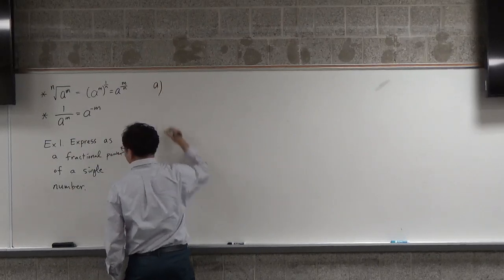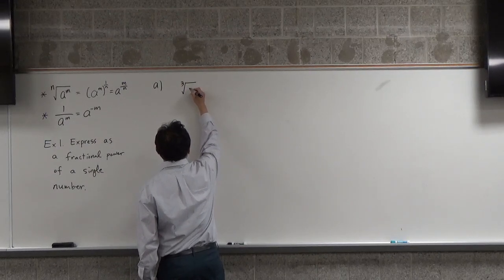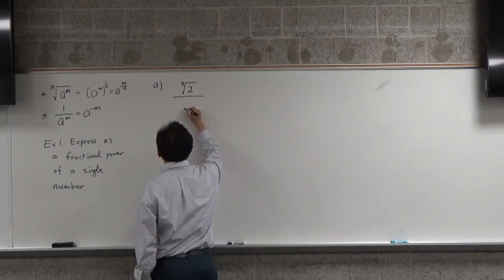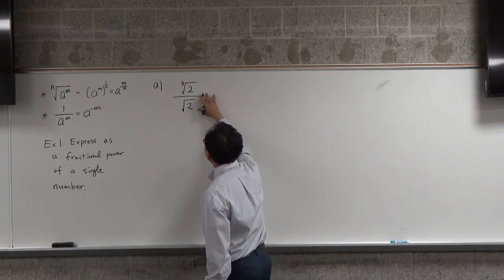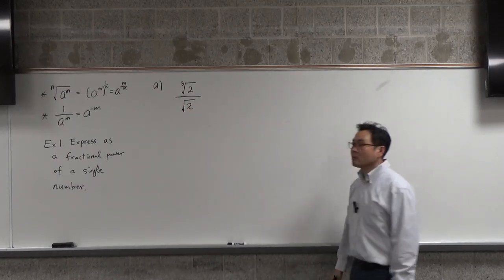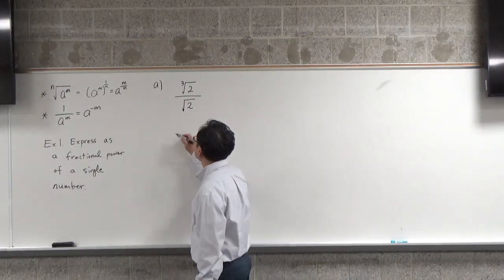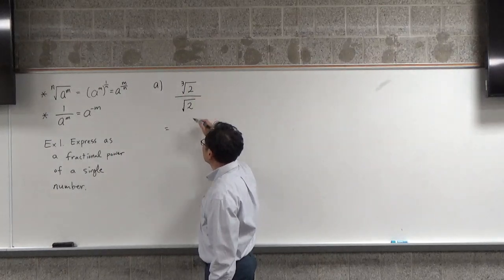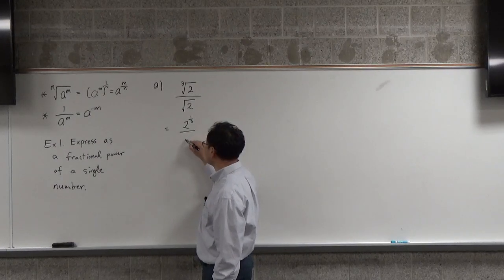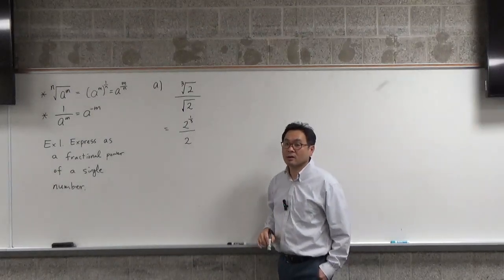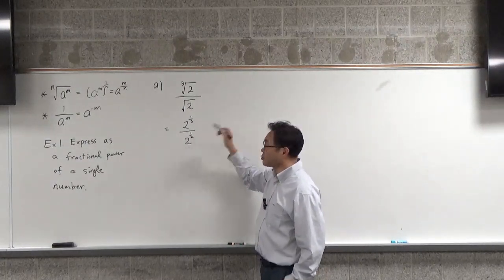Okay. Question A. Suppose you're given cube root of 2 over square root of 2. How do you convert this into a fractional power of a single number? Well, first of all, cube root of 2, that's 2 to the what power? 1/3 power. Square root is 2 to what power? 1/2. It's the opposite of a square, right?